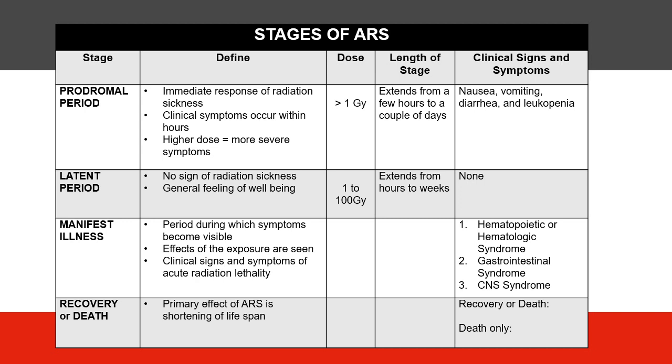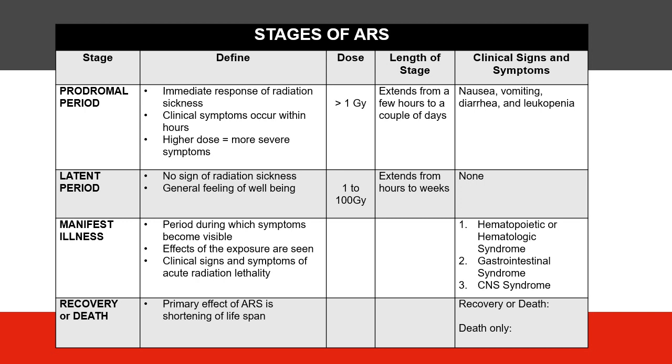There are going to be signs and symptoms of radiation sickness that can appear within minutes to hours. And these symptoms of early radiation sickness often take the form of nausea, vomiting, diarrhea, and a reduction in the white blood cells in the peripheral blood, otherwise referred to as leukopenia. This is the immediate response of radiation sickness. And this period of time is going to last from a few hours to a couple of days.